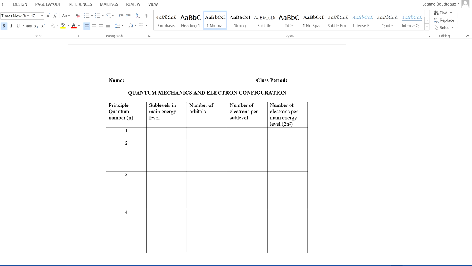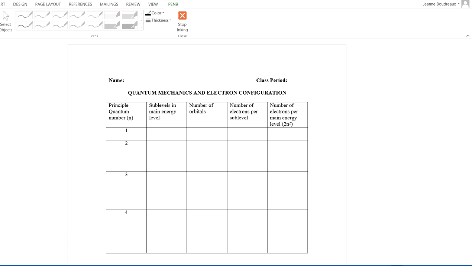So if we look at our first column, it says principal quantum number. Principal quantum number is represented by the letter N. Now what I want you to remember, here it's listed 4. Principal quantum number 1, 2, 3, and 4. Okay? Now remember there are 7 energy levels. So 4 through 7 are arranged identically. What I'd like for you to do is, using the PowerPoint that is also posted on Moodle, fill in each one of these sections.